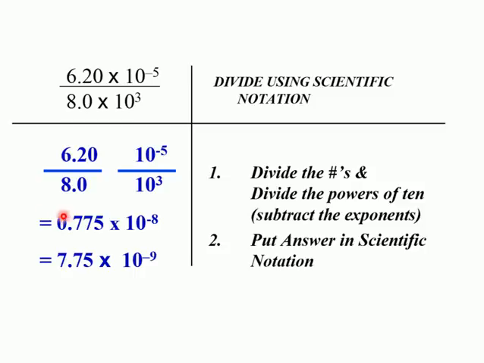But again, I hope you notice that this is not proper scientific notation because the m value is not between 1 and 10. So we'll move the decimal one place to the right to generate 7.75. We'll have to adjust the exponent a little bit. We'll have to make it smaller by 1, times 10 to the negative 9th power.